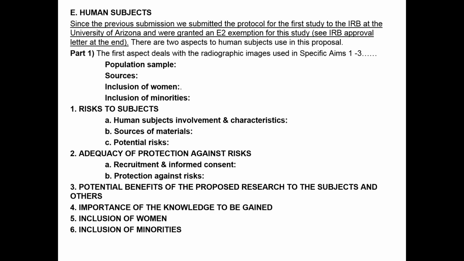So again, adequacy of protection against these risks. What are you going to do about informed consent? How are you going to recruit? This is an interesting one, especially if you've got someone on your panel who's very concerned with women and minorities and how you're going to recruit. So that can be important. And protection against risks. What are the potential benefits for the subjects and society? Why is any of this going to be important? And then inclusion of women and minorities as separate sections.